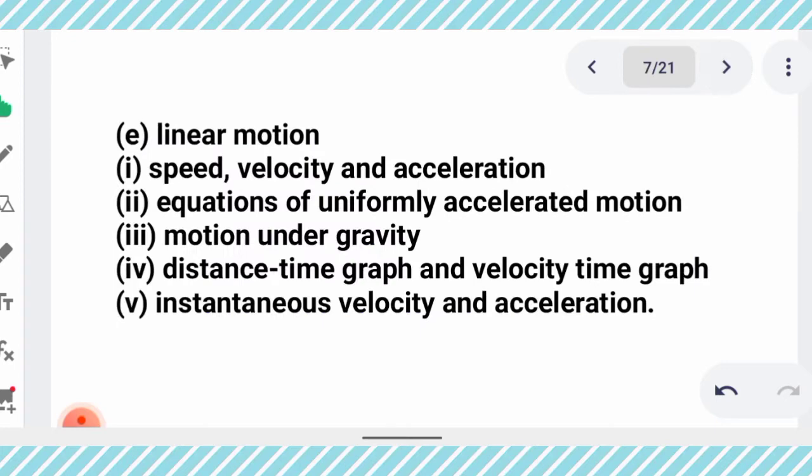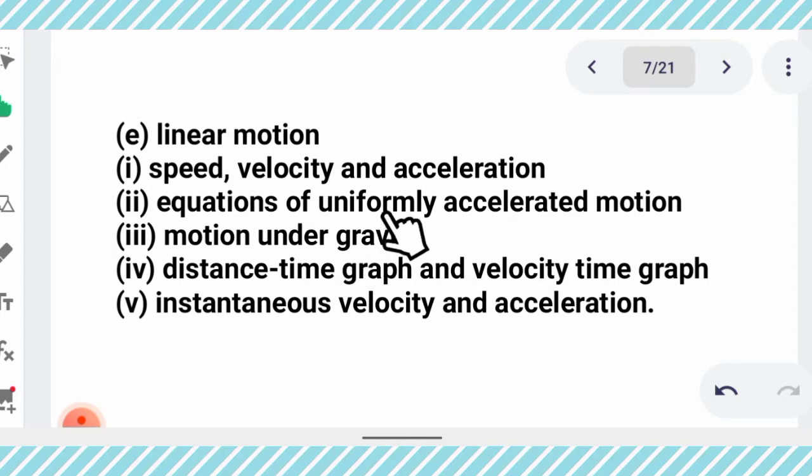When we move further, we have linear motion. Under linear motion, we have speed, velocity, and acceleration. Velocity is the rate of change in displacement per time taken. Speed is the rate of change in distance per time taken. The difference between speed and velocity is that while speed is a scalar quantity, velocity is a vector quantity. Acceleration is the rate of change in velocity per time taken, and it has the formula A equal to V over T.